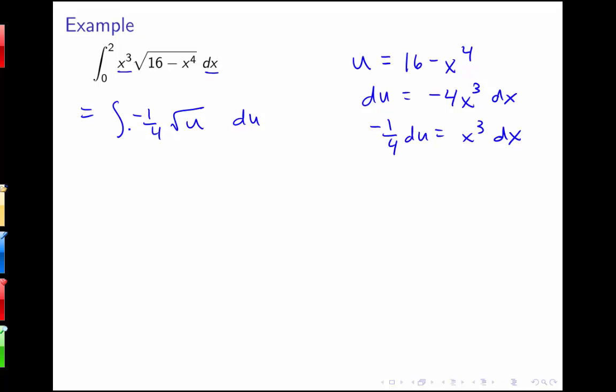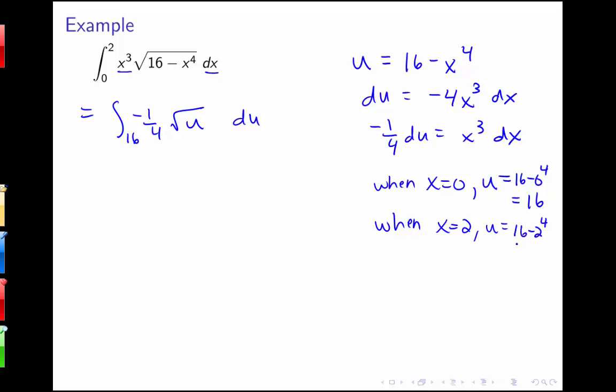So now I just need my new limits. So when x equals 0, u is going to be 16 minus 0 to the 4th, so u will be 16. So when x is 0, u is 16, so I put 16 in the same spot that 0 was in for x. So x equals 0 goes to u equals 16. When x is 2, u is equal to 16 minus 2 to the 4th, so that's 16 minus 16, or 0. So when x is 2, u is 0.